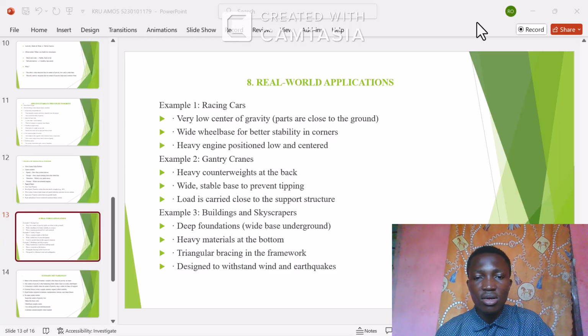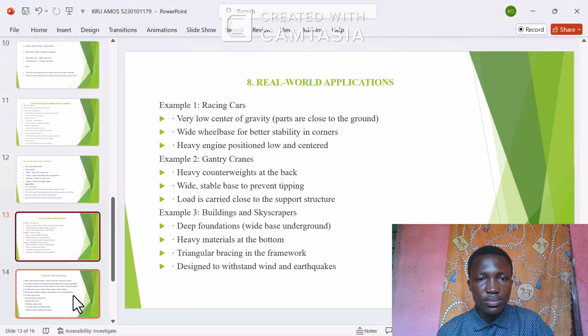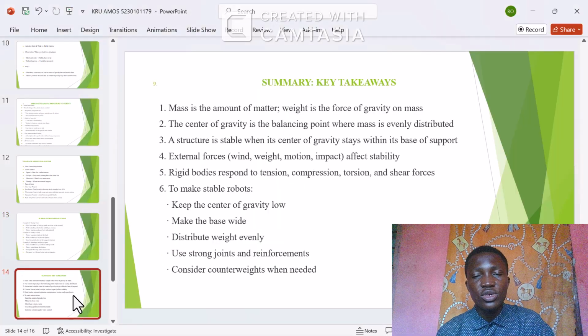Buildings and skyscrapers: deep foundation, heavy material at the bottom, triangular bracing in the framework, designed to withstand an earthquake. Okay, so in summary, mass is the amount of matter.